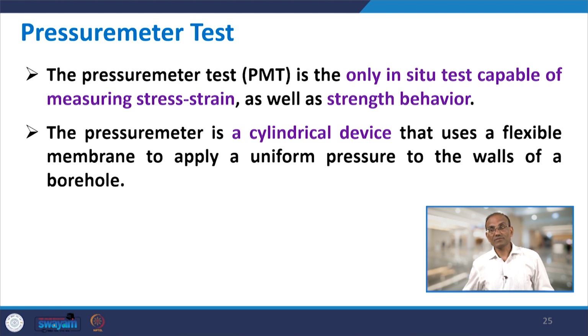The last part, for high strain testing, is what we call the pressure meter test. In the pressure meter test, PMT is the only in-situ test capable of measuring stress-strain as well as strength behavior. The pressure meter is a cylindrical device that uses a flexible membrane to apply a uniform pressure to the walls of a borehole. A cylindrical device was also used in the dilatometer, and it uses a flexible membrane to apply a uniform pressure. So, let us see how the pressure meter test looks.